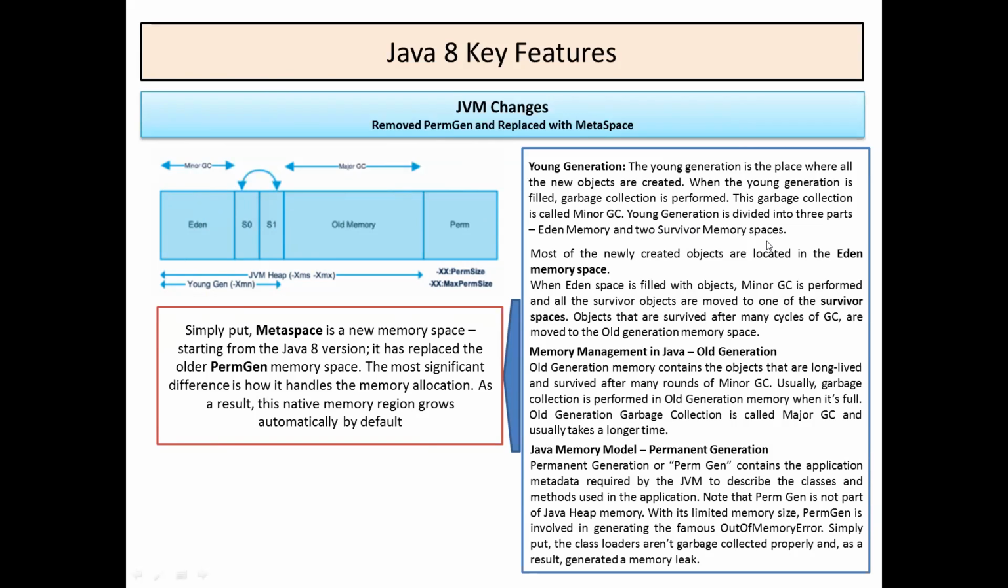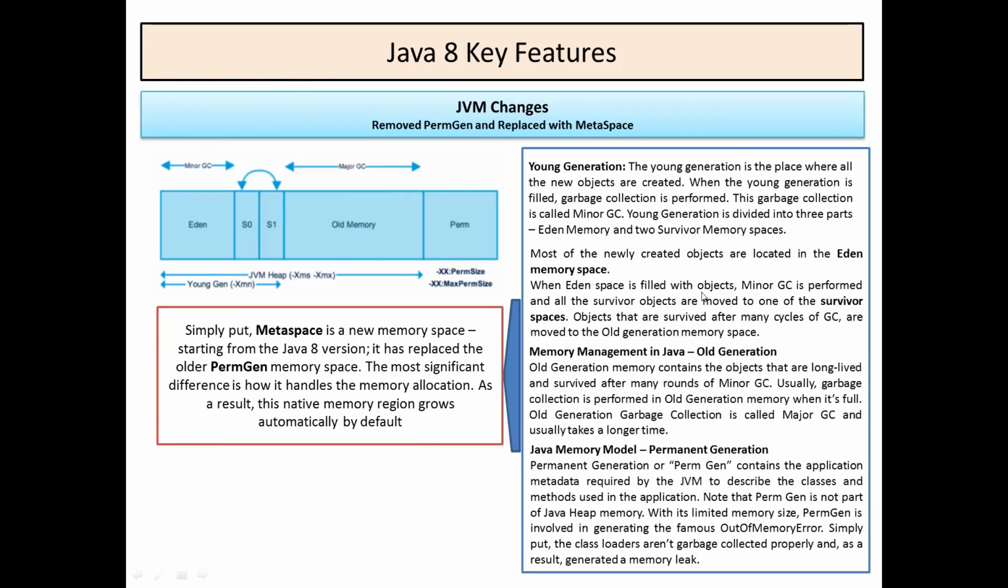Whatever objects are stored in this young gen, the garbage collector comes to the young generation memory and sees whether that object is being used or not. If it is being used, it keeps that object. If it is not being used, it releases or deletes that object. We call that a minor GC. Minor GC is a minor garbage collection which cleans the unused objects stored in the young gen part.